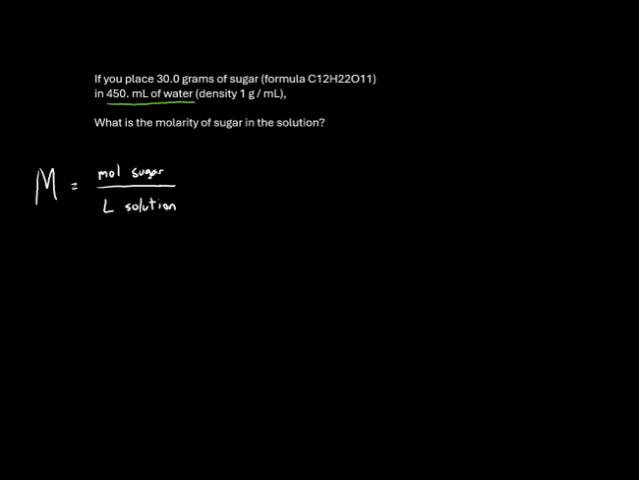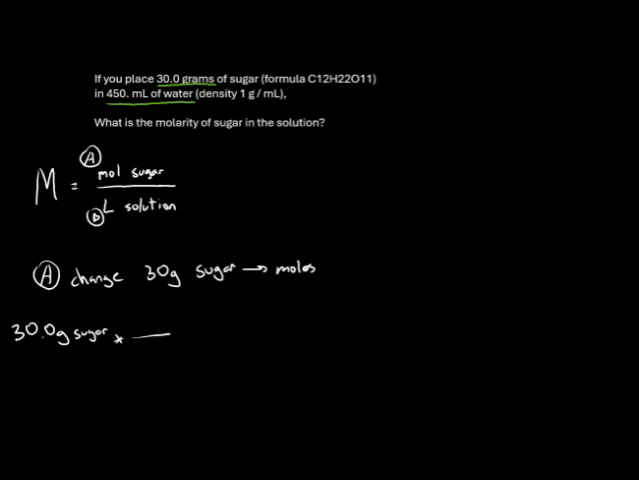We'll split this into two parts, piece A for the sugar and piece B for our liters. In part A, we'll find the moles of sugar based on the grams of sugar that we started with. We'll be changing 30 grams of sugar into moles. We'll start by saying 30.0 grams of sugar, and we'll get out of grams and into moles by placing grams on the bottom, moles on the top. We'll also need to find the molar mass of sugar by looking at the number of atoms we have in the formula.